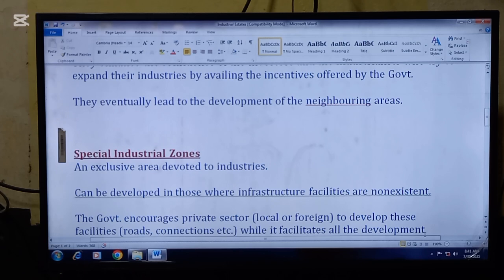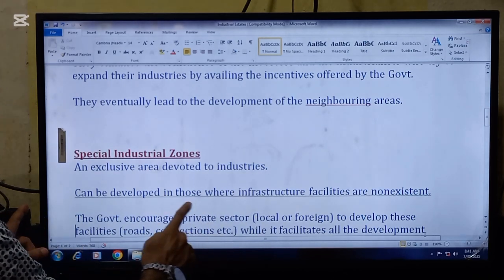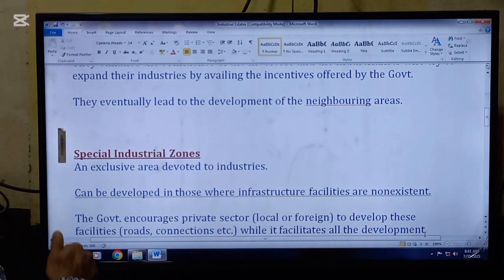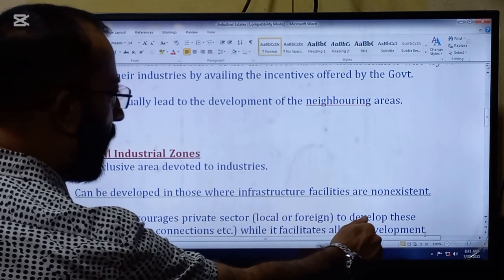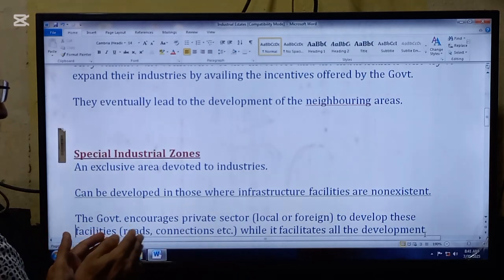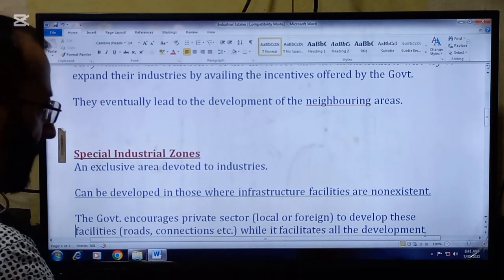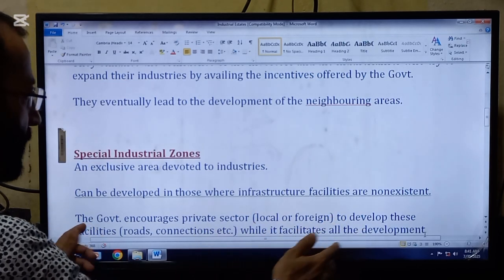Next thing that we are going to read in the lecture is special industrial zones, an exclusive area devoted to the industries. That area is called special industrial zones. It can be developed in those places where infrastructure facilities are non-existent. So normally the government's effort is to develop an area in which the infrastructure facilities are non-existent.